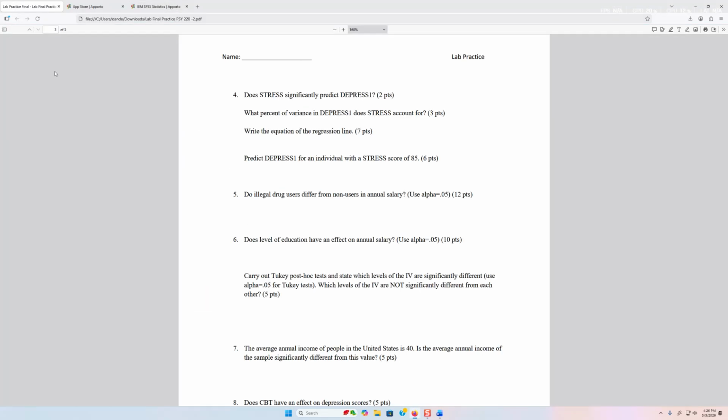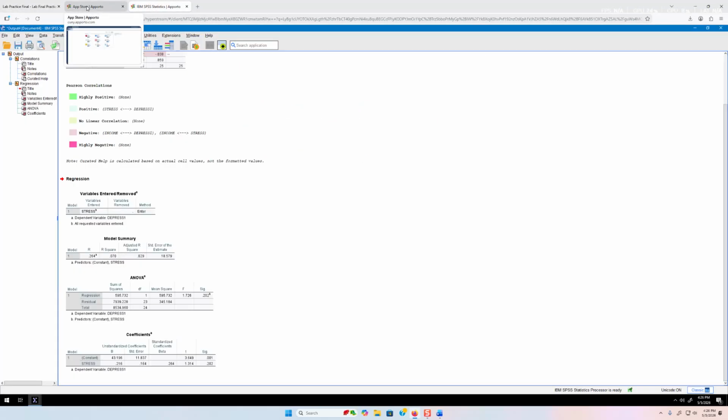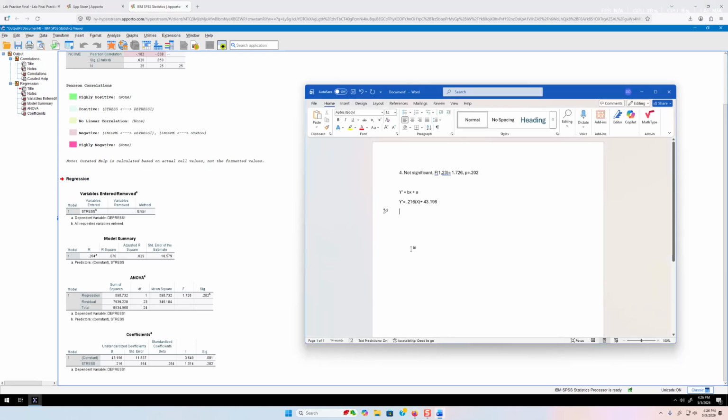Now, the next question is asking about predicting depression for a stress score of 85. You would just plug back into the equation. 85 would go here. So y prime equals 0.216 times 85, plus 43.196, and that's going to give you the point on the line when x is 85. You have to do a simple calculation here, so you break out the calculator.